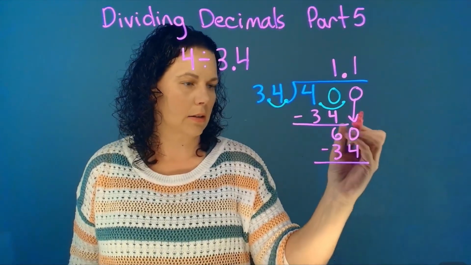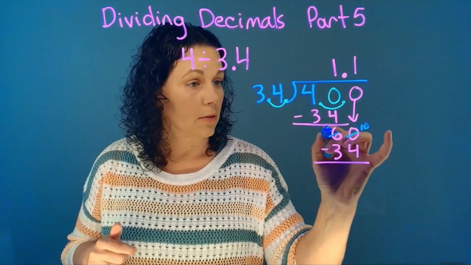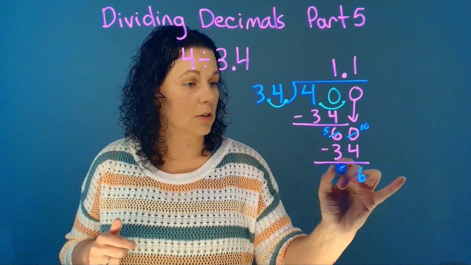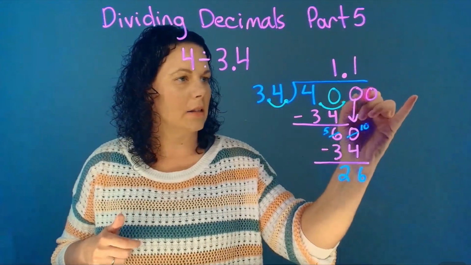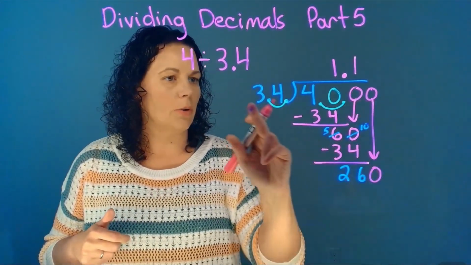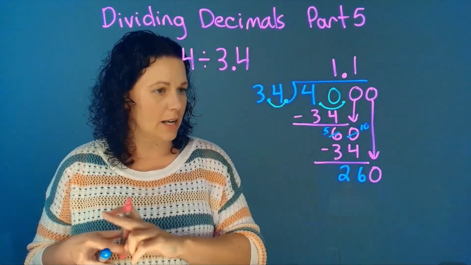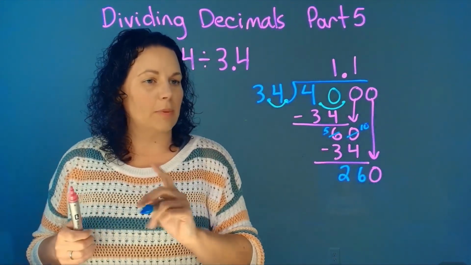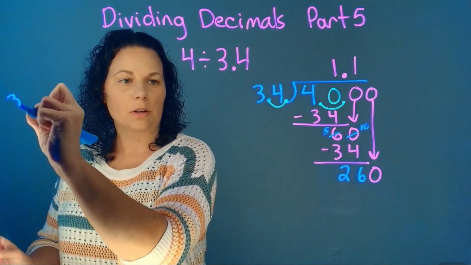Subtract and I get, okay, hold on, I'm going to have to do some math. I don't want to do that in my head. 10, 5, that gives me a 6 and a 2. Okay, what's going on here? Add a 0, bring it down. Will 34 go into 260? It does, but I don't know how many times. I'm going to come over here and do some math. So here's my scratch work.